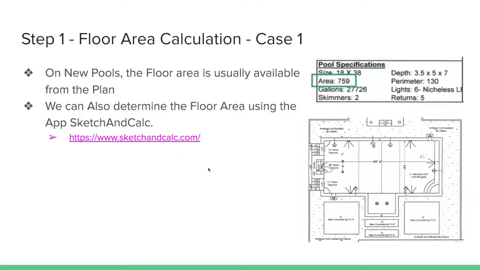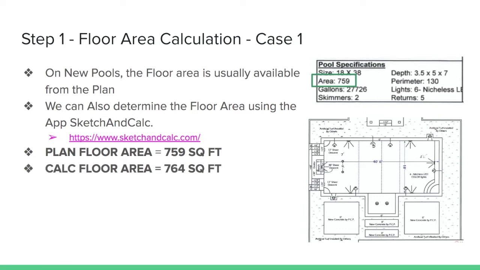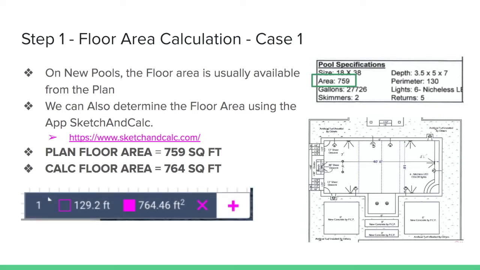Okay, so the floor area given to us was 759, which is what we're going to use in this case for invoicing. But just for the sake of argument, here's the calculated floor area based using this app, 764. It's a very small difference. And here are the values just for reference. So it thinks the perimeter was about 129 with an area of 764. Okay, and like I said, for this case, we're going to use the plan area.